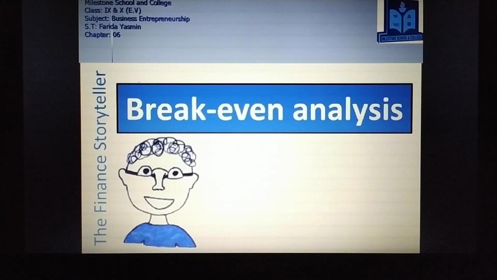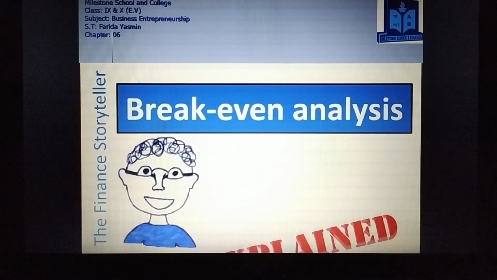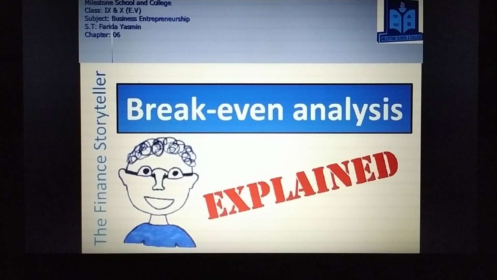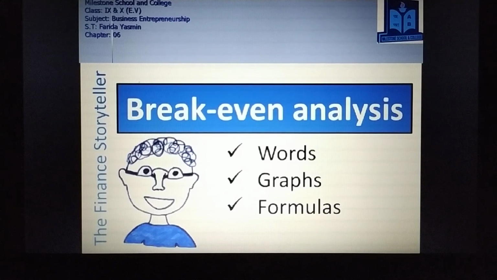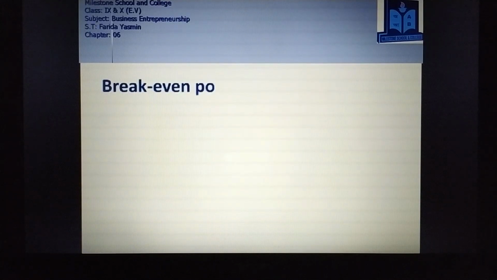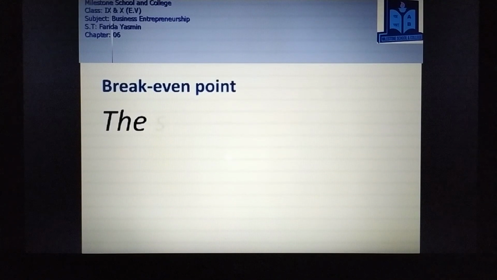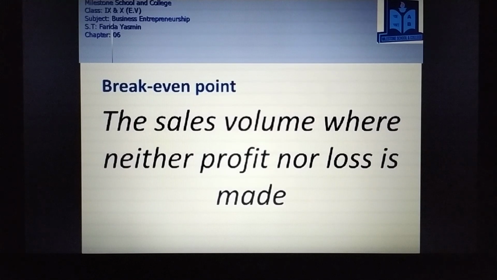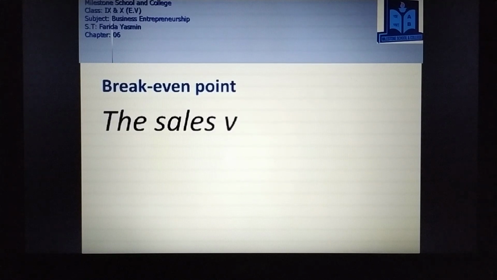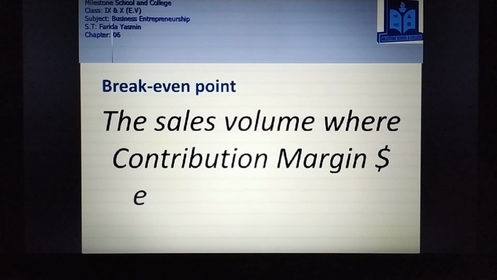How to calculate the break-even point for your business. This break-even analysis video explains the break-even point in words, in graphs and in formulas, and encourages you to take various actions in your business to improve profitability. A common definition of the break-even point is the sales volume where neither profit nor loss is made. An alternative way of saying the same thing: the break-even point is a sales volume where contribution margin dollars equals fixed cost dollars.